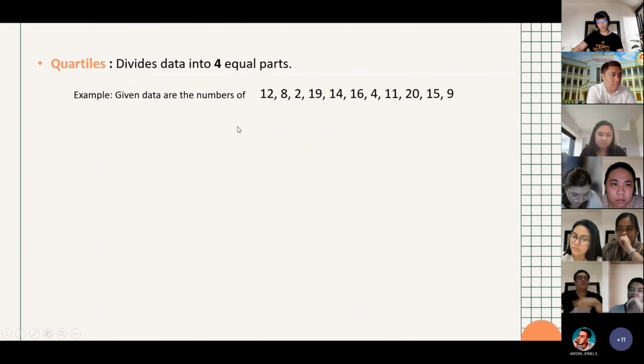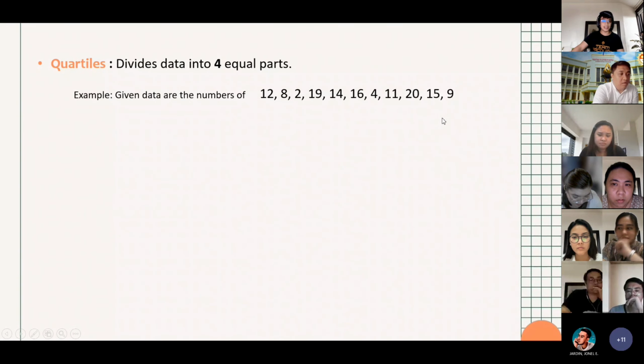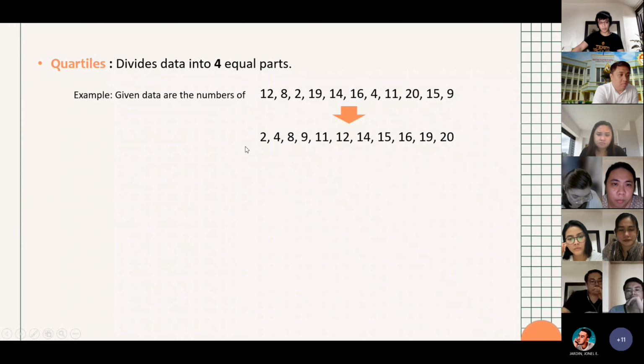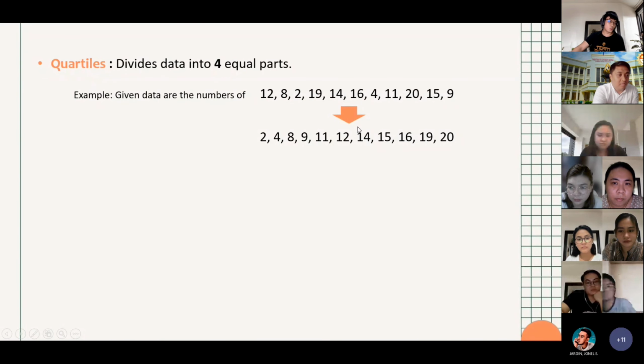So the given data are 12, 8, 2, 19, 14, 16, 4, 11, 20, 15, and 9. So first thing, again, that we're gonna do is to arrange it from lowest to highest. So ito siya: 2, 4, 8, 9, 11, 12, 14, 15, 16, 19, 20. So next thing na gagawin natin is kukunin natin ang ating median for this set.